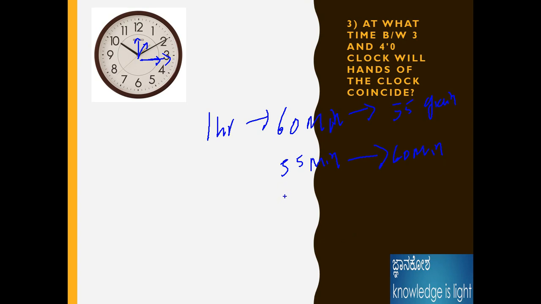Therefore, for 15 minutes, 60 into 15 divided by 55. If you solve that, 180 divided by 11, 16 4 by 11 would come. Okay, either choose this method or that method. The answer should be the same only. Okay, next problem.